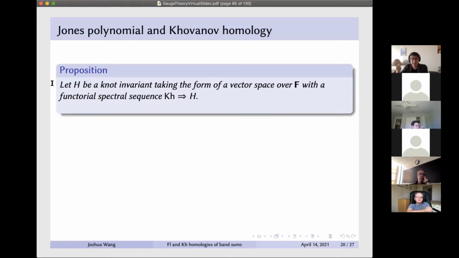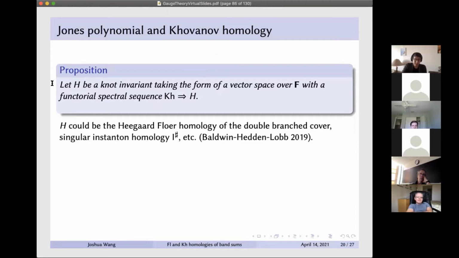So here's what I need to make this reduction argument. All I need is a knot invariant H, which is a vector space. And I want it to have a spectral sequence from Khovanov homology. But the key thing that I need is that it's functorial. What I mean is that if you have a concordance between knots, I want an induced map of spectral sequences, which on the Khovanov homology page induces the Khovanov homology map. So for example, you could take H to be the Heegaard Floer homology of the double branched cover of the knot, and you could also take it to be singular instanton homology of the knot.